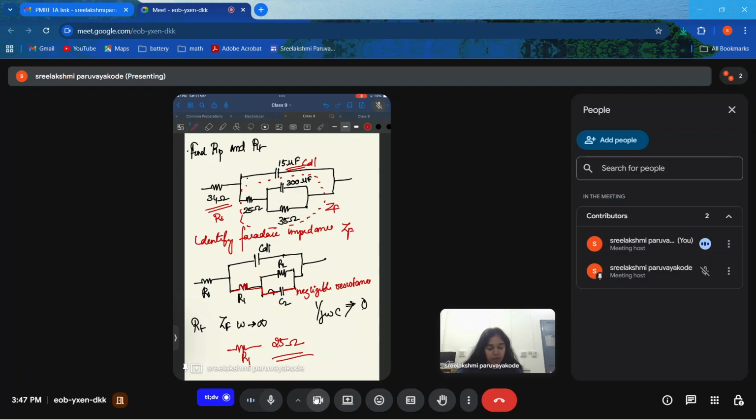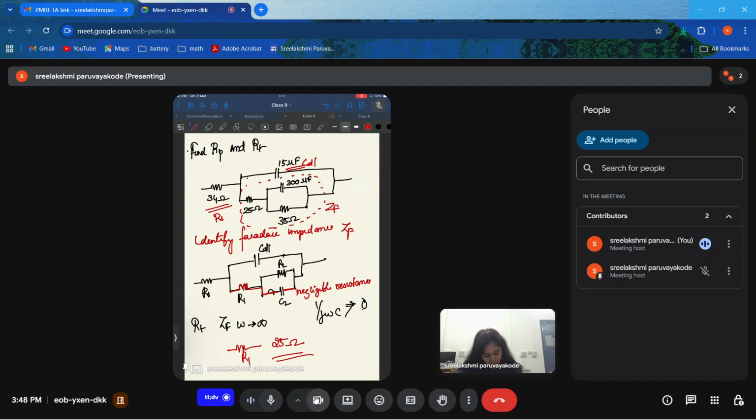When there are multiple paths for the current to flow, it will go through the path which offers the least resistance. So in this case, it is this path, R1. And then it will go through the capacitor, because when omega tends to infinity, the capacitor offers zero resistance. So nothing will pass through R2. So your charge transfer resistance will be reduced to R1, because the impedance of C2 reduces to 0. Okay. Now let's look at the next thing, that is RP.